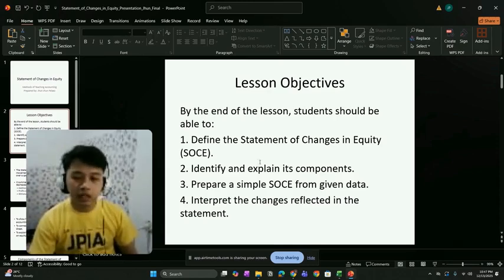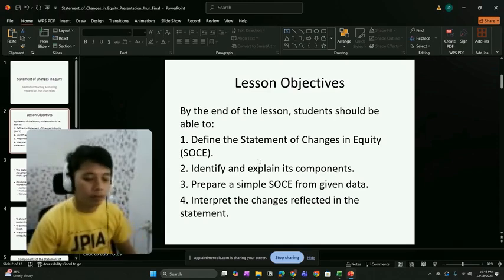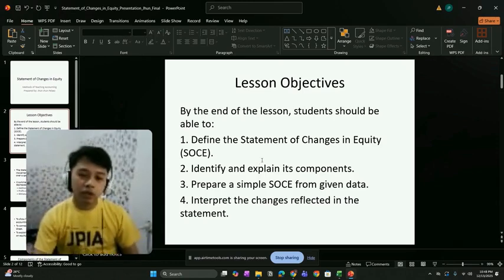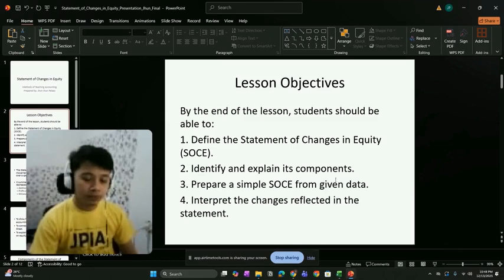So by the end of our discussion, hindi lang kayo marunong mag-compute but marunong din kayong umintindi kung anong ibig sabihin ng mga changes sa equity.